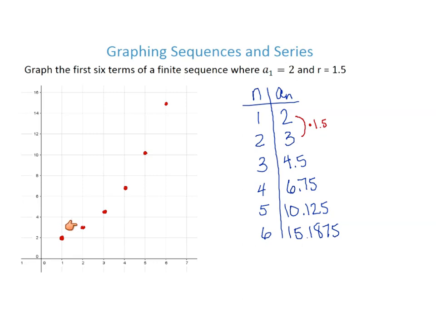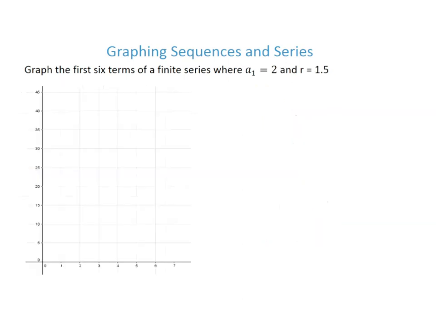So look, just like we saw in the last one, because it's a geometric sequence, smaller jumps at first, and then the jumps get bigger and bigger and bigger. Right? So that would be the graph of the first 6 terms of this finite sequence. All right, one more.